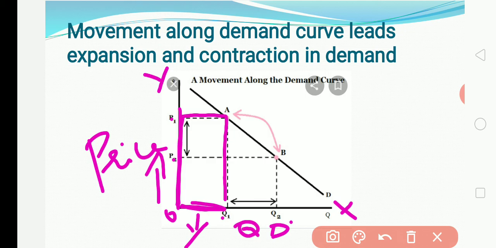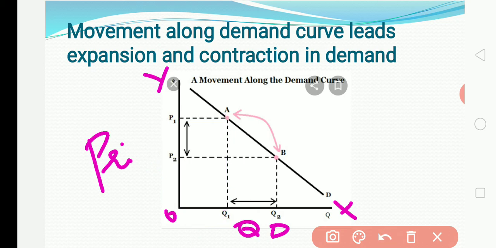When the price decreases from P1 to P2, the demand increases from Q1 to Q2. The demand is increasing as the price decreases. So you can observe in this diagram that when the price is P1, the demand was Q1. That means the price is more, demand is less. When the price decreased from P1 to P2, the demand increased from Q1 to Q2.